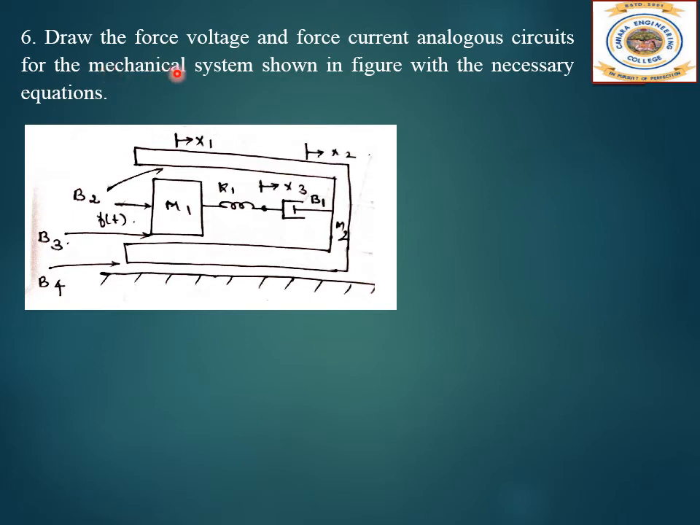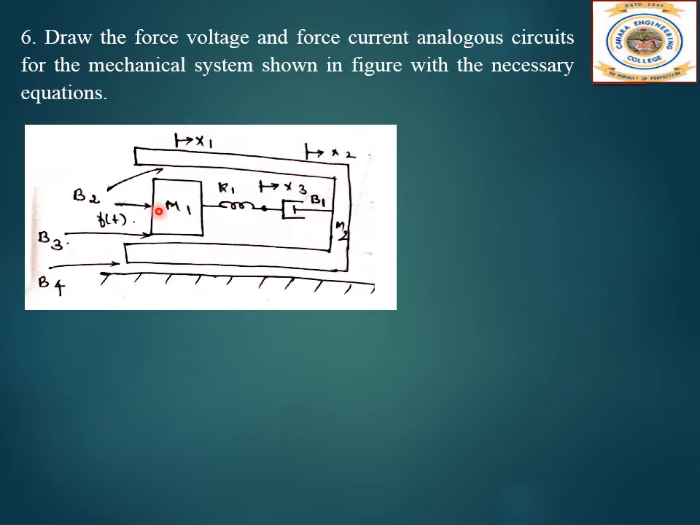So here we have to draw the force voltage and force current analogous circuits for the mechanical system shown in the figure with necessary equations. So first let us analyze how the connections are for the equivalent mechanical network. We have three displacements: x1, x2 and x3. x1 is for m1, x2 is for m2, and x3 is in between k1 and b1.